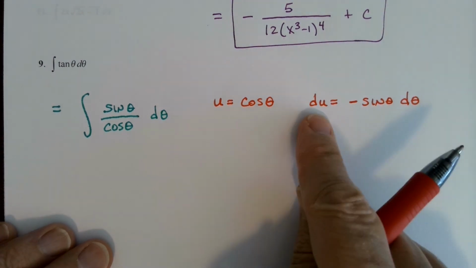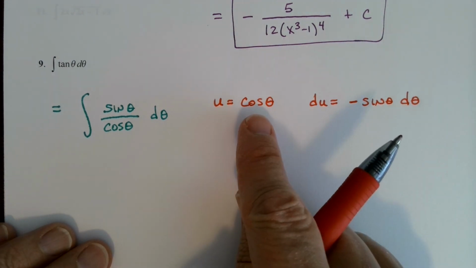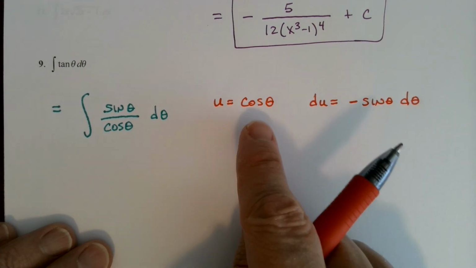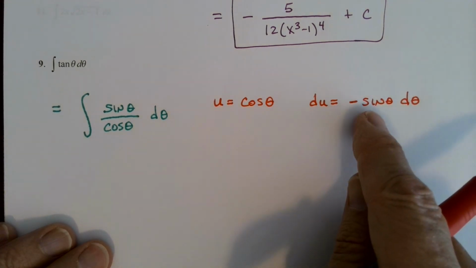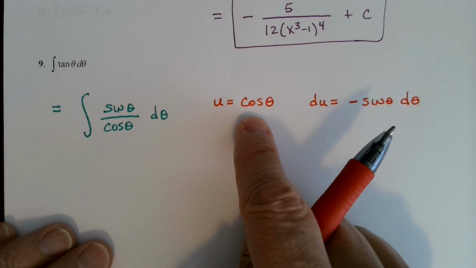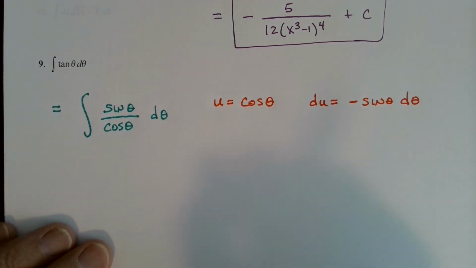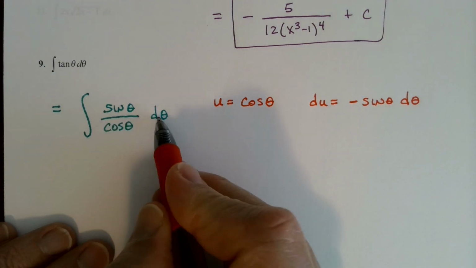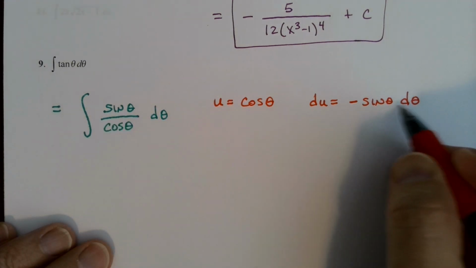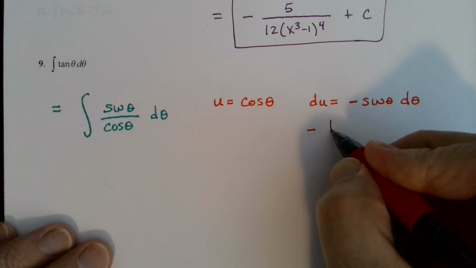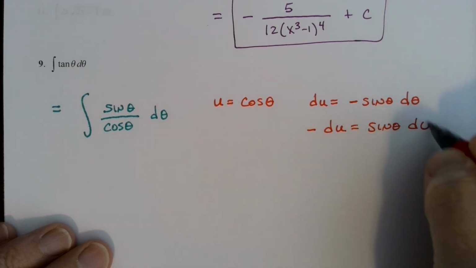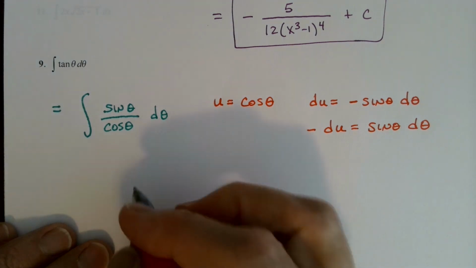You got to be careful about that. We bounce between the derivative of cosine theta and the antiderivative of cosine theta. You got to remember the derivative of cosine theta is negative sine theta. The antiderivative of cosine theta is positive sine theta. So it's a little tricky thing to remember. Well, I've got a sine theta d theta, so it's negative sine theta d theta. So if I multiply both sides by negative 1, I get negative du is sine theta d theta.